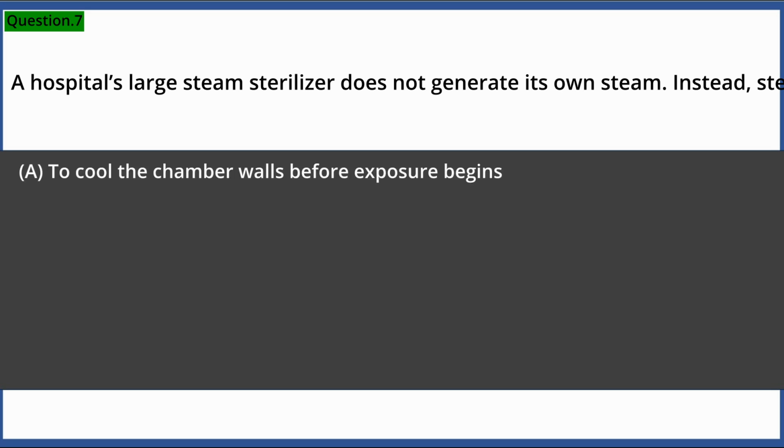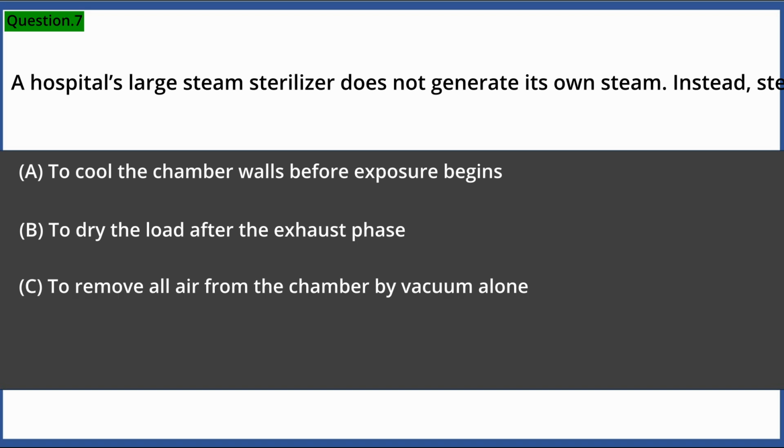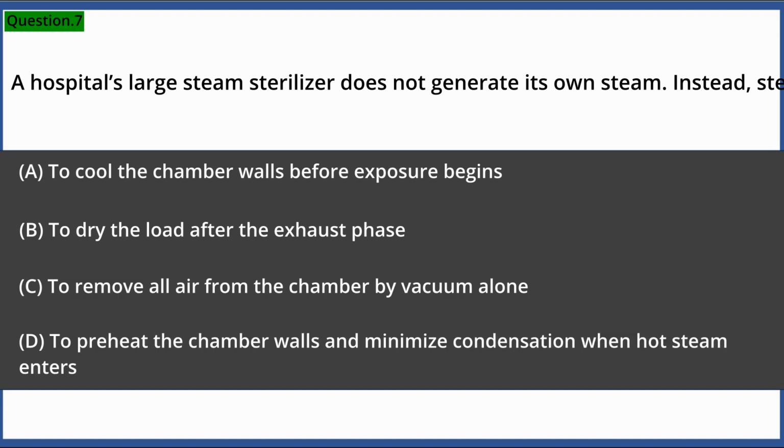A hospital's large steam sterilizer does not generate its own steam. Instead, steam enters from an external source into the jacket. What is the primary purpose of the jacket? A. To cool the chamber walls before exposure begins. B. To dry the load after the exhaust phase. C. To remove all air from the chamber by vacuum alone. D. To preheat the chamber walls and minimize condensation when hot steam enters. Answer. D. To preheat the chamber walls and minimize condensation when hot steam enters.